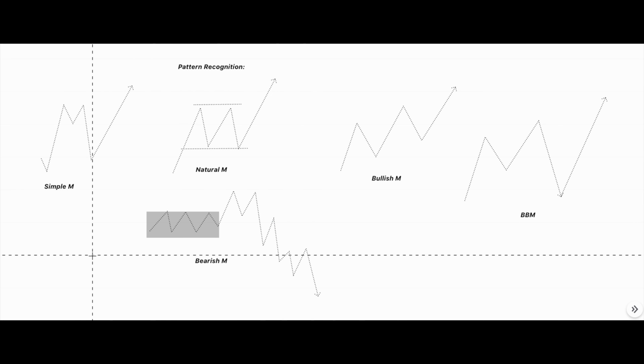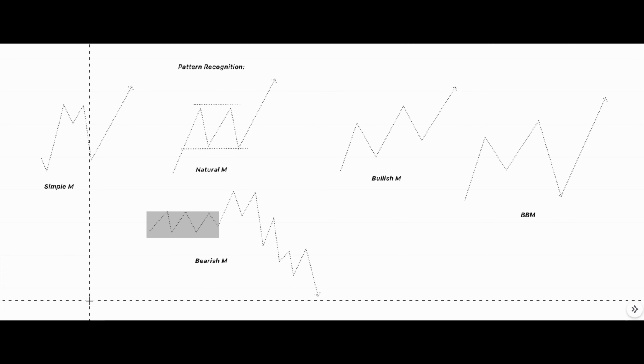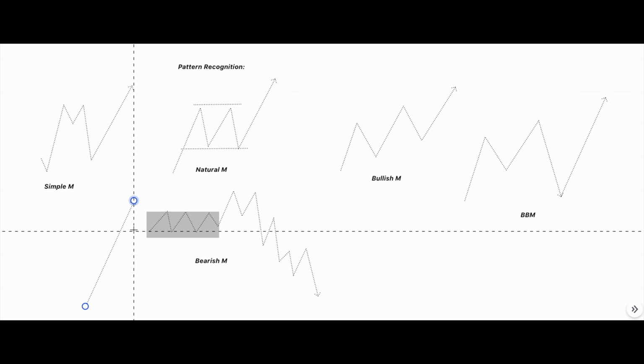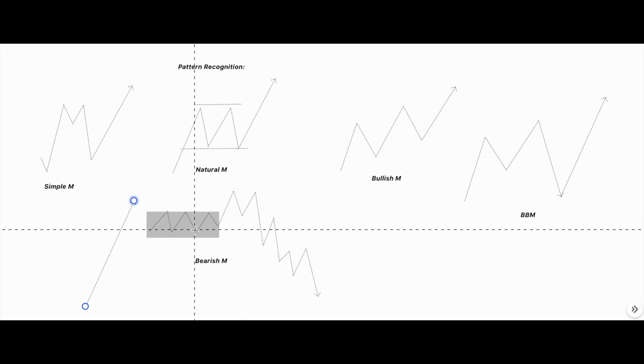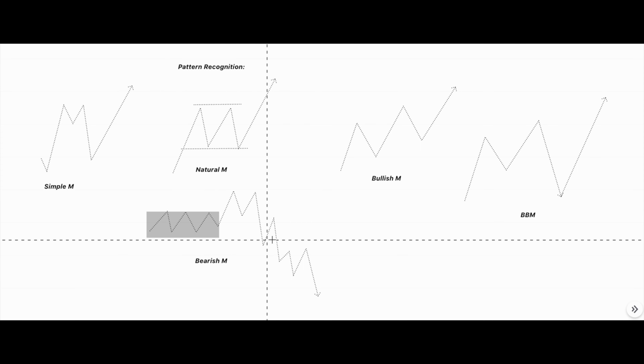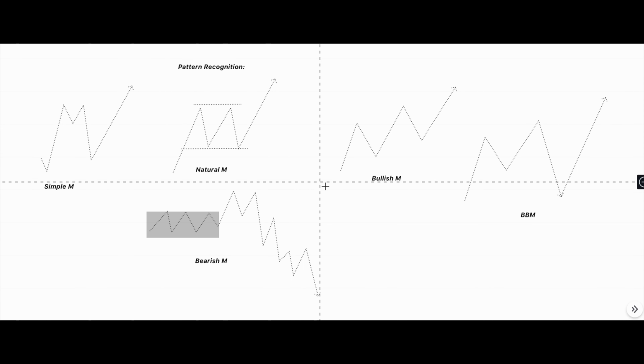Because, as you can see towards the left, we most definitely, more than likely, have a low to high situation. And then price enters a consolidation, maybe manipulating out of it, reaching buy side liquidity, as well as continuing down towards sell side liquidity. This is a bearish M.